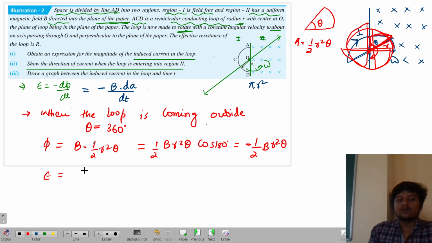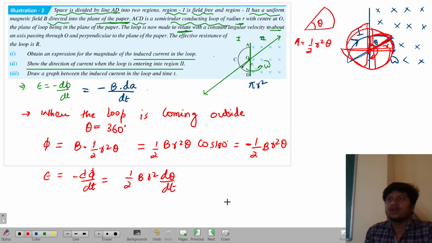So EMF is going to be how much, guys? EMF will be equal to minus d phi by dt, or not? Tell me yes or no. So this will be half of B r square d theta by dt, because the radius is constant. Radius is constant or not?